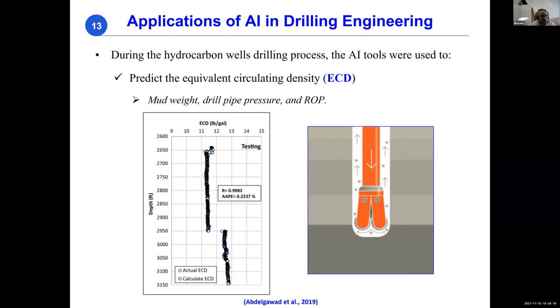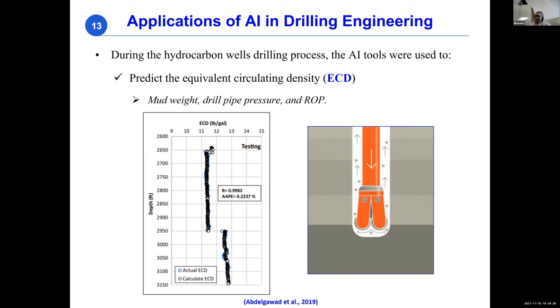So in this way, we use artificial intelligence to predict the equivalent circulation density based on the mud weight, drill pipe pressure, and the rate of penetration. The objective of this work is to eliminate the use of the downhole tool.